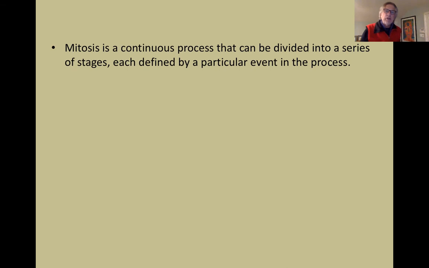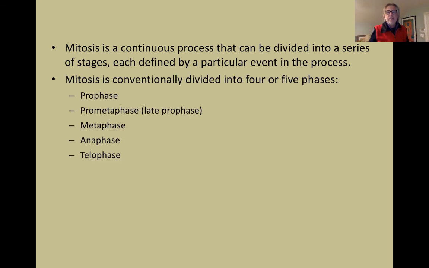You should understand that mitosis is a continuous process and it can be divided into a series of stages. And each one of those stages is defined by a particular event in the process. Conventionally, it's divided into 4 or 5 phases, and they have names like Prophase, Metaphase, Anaphase, and Telophase. That's the 5-stage model. When it's only presented as 4 stages, Metaphase goes away, and we refer to late Prophase. And in a little bit, you're going to learn what each of those phases means.